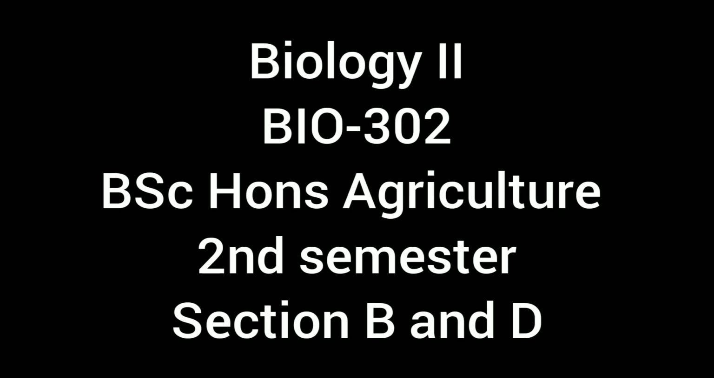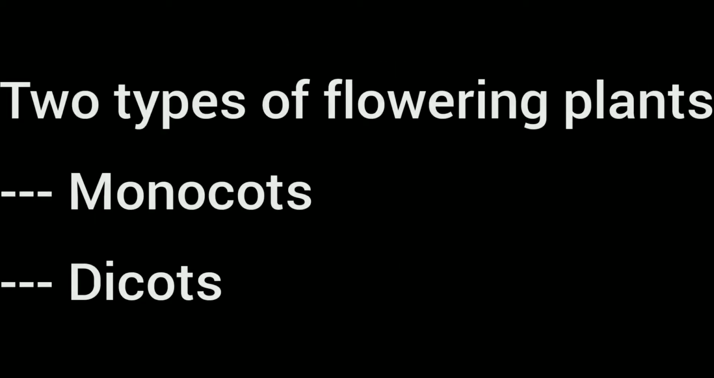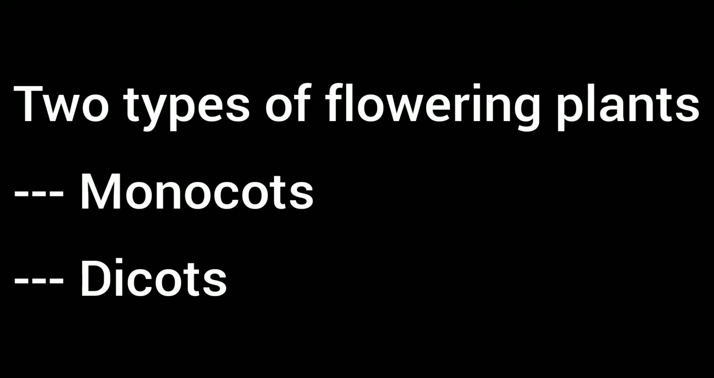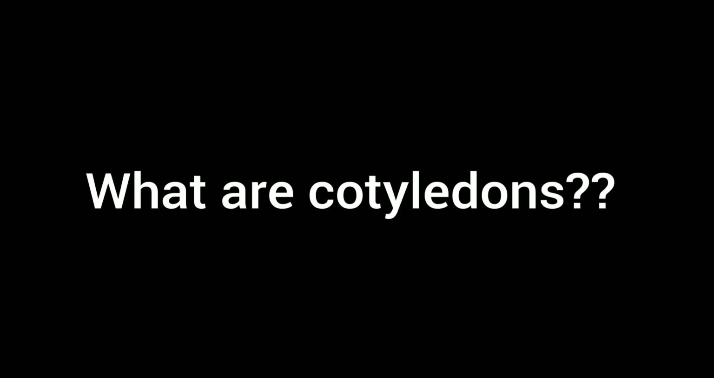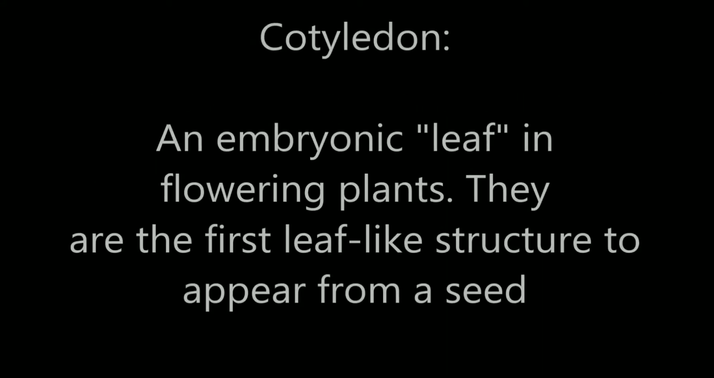Hello everyone, today's video is about our second practical, which is germination of monocot and dicot seeds. Flowering plants are divided into two groups based on the number of cotyledons, or seed leaves, within their seeds: monocots or dicots. Cotyledons are actually the embryonic leaves of a seedling and serve to absorb nutrients in the endosperm, or food storage, of the seed. Remember, cotyledons are just leaf-like structures. They are not true leaves.